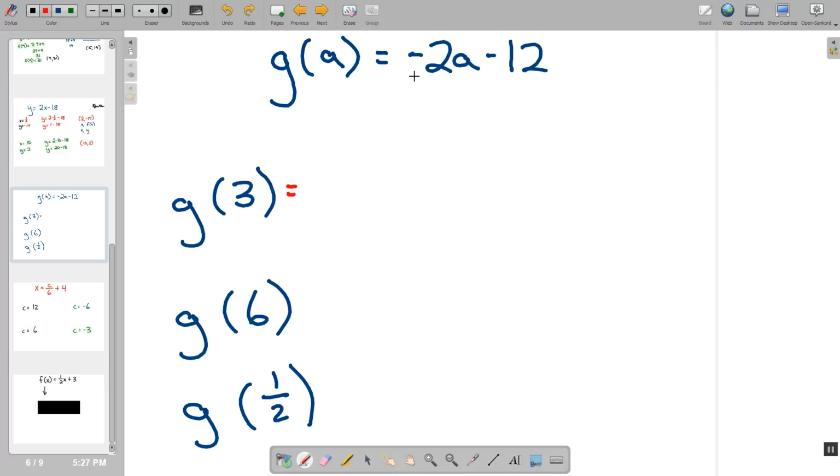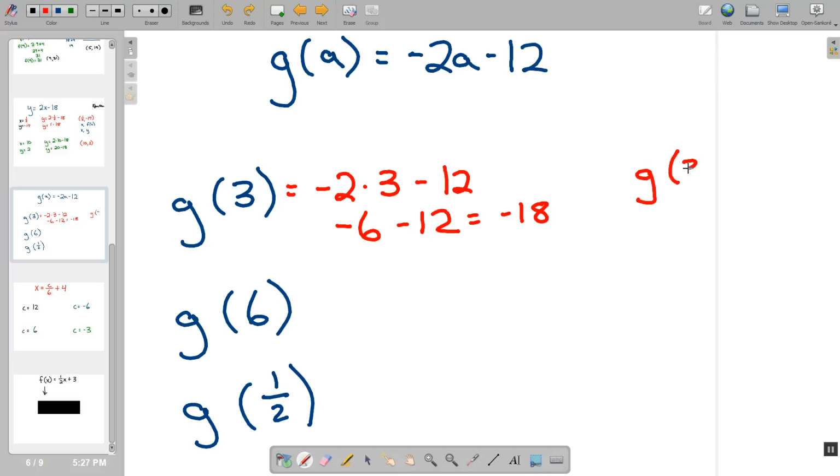So our function is negative 2a minus 12. So I do negative 2 times 3 minus 12. So negative 2 times 3 is negative 6, minus 12 is equal to negative 18. Therefore, we would write our answer as g of 3 is equal to negative 18. Or we could write it as the ordered pair 3 comma negative 18.